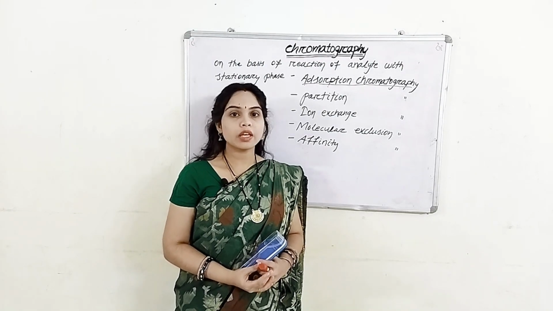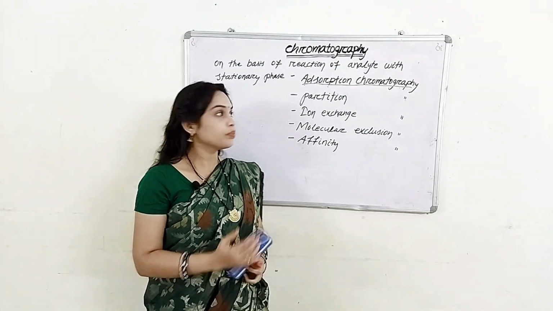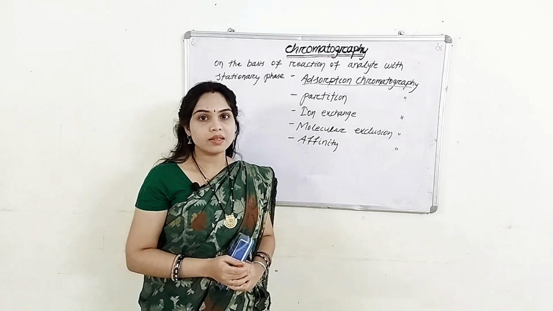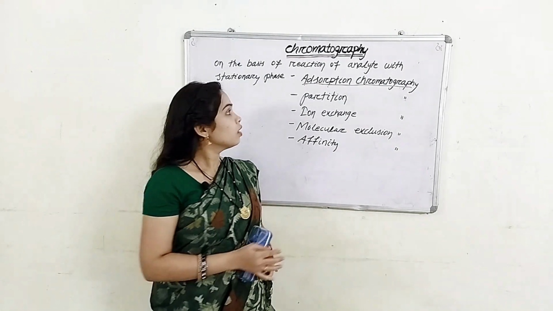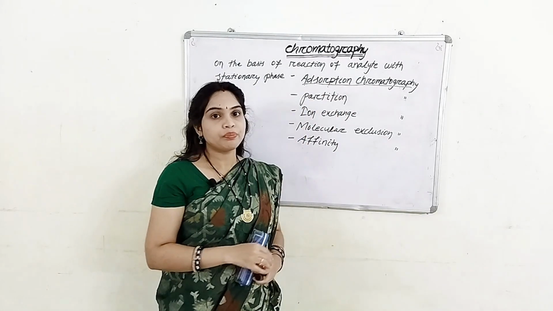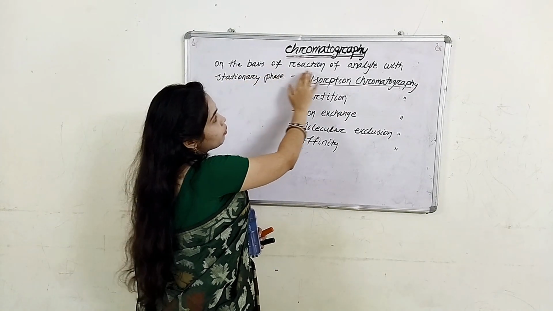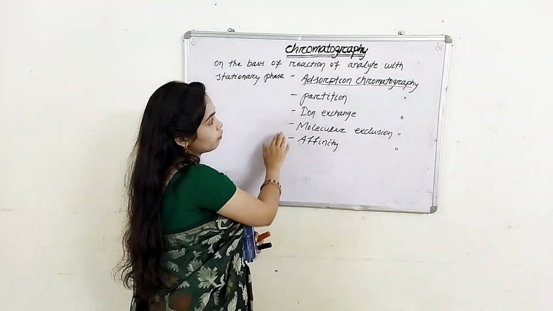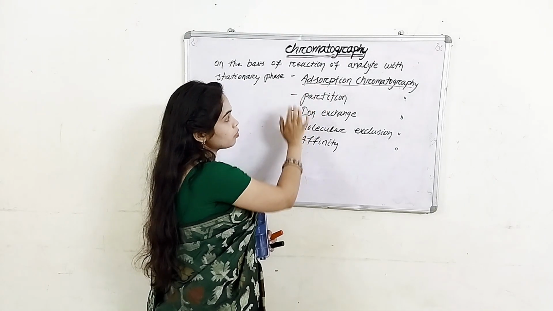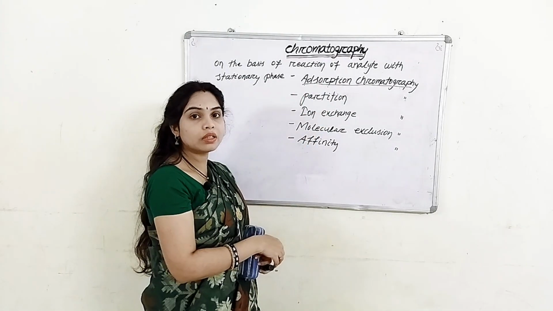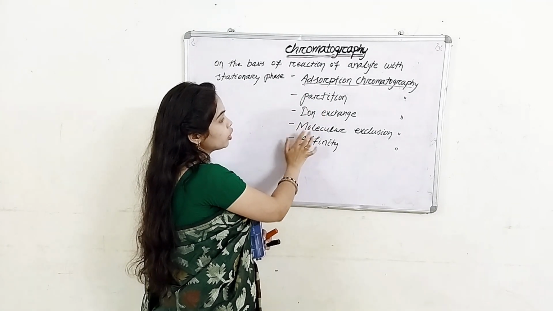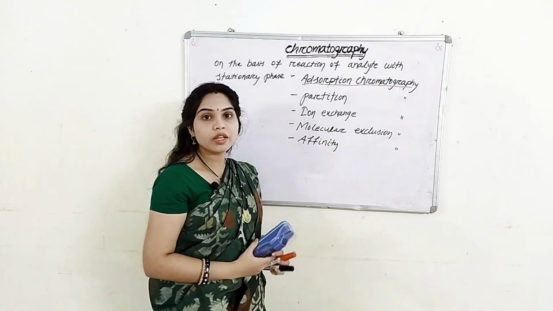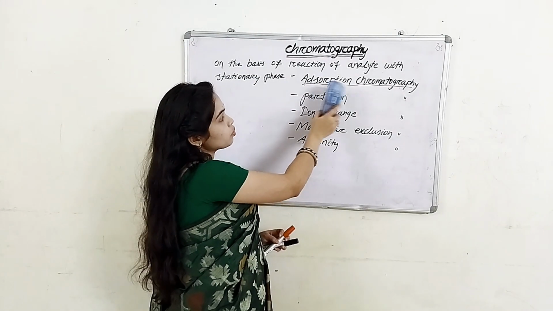In the last class, we have discussed about chromatography, different types of chromatography, and in this class, we are going to discuss about the adsorption chromatography. So, on the basis of reaction of analyte with the stationary phase, chromatography is of 5 types. One is adsorption chromatography, partition chromatography, ion exchange chromatography, molecular exclusion chromatography, and affinity chromatography. So today we are going to discuss about adsorption chromatography.